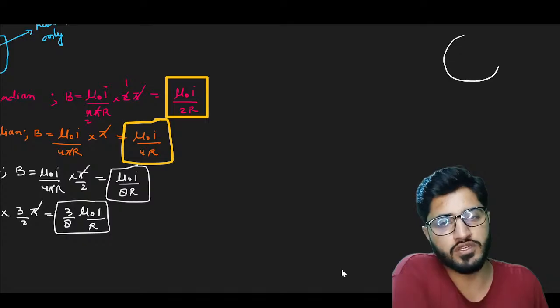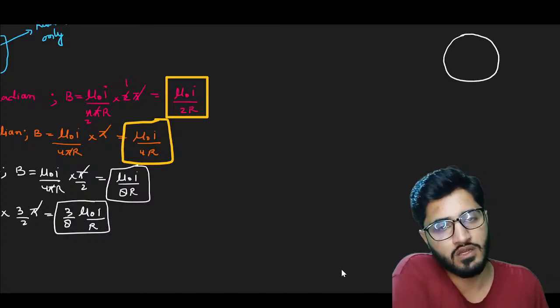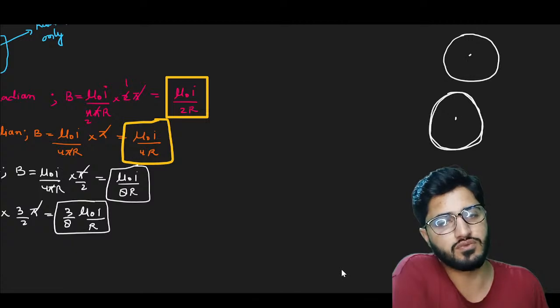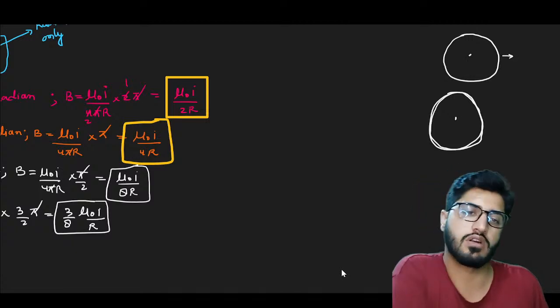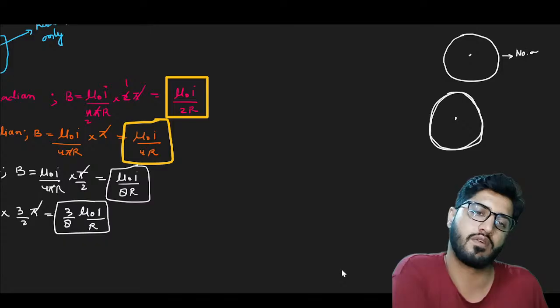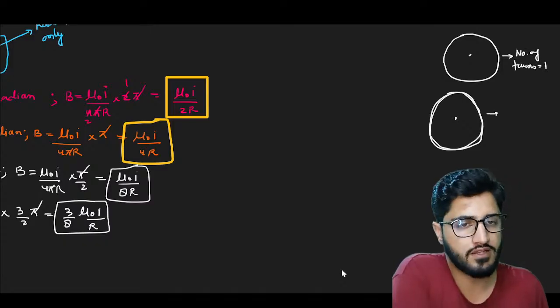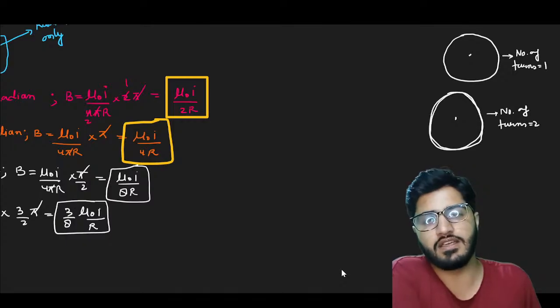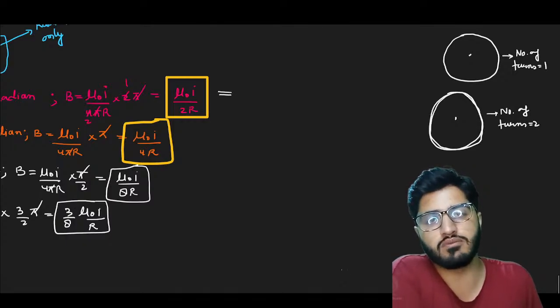This one is also a circle. So what is different between these two? Number of turns. In this, number of turns is 1. In this, number of turns is 2. In the same way, if the number of turns is more, what will you write?